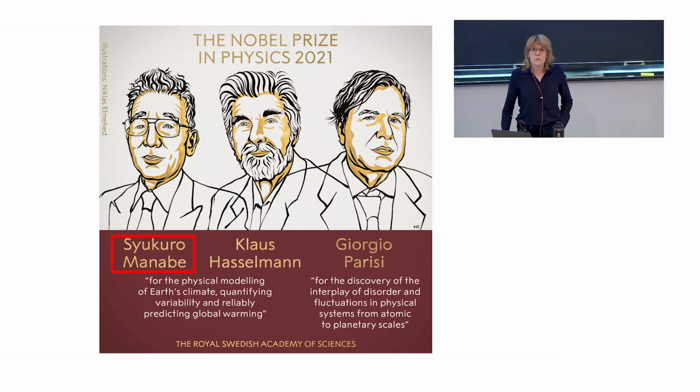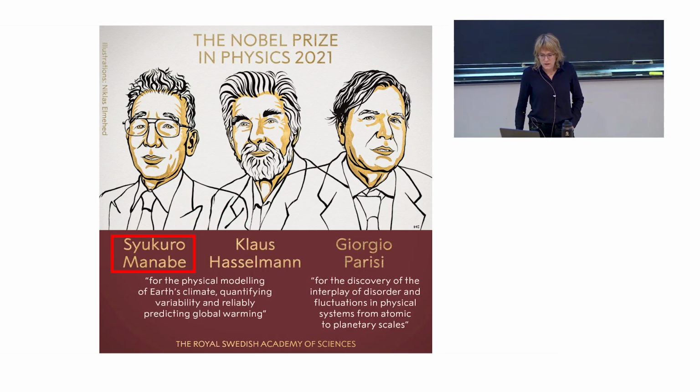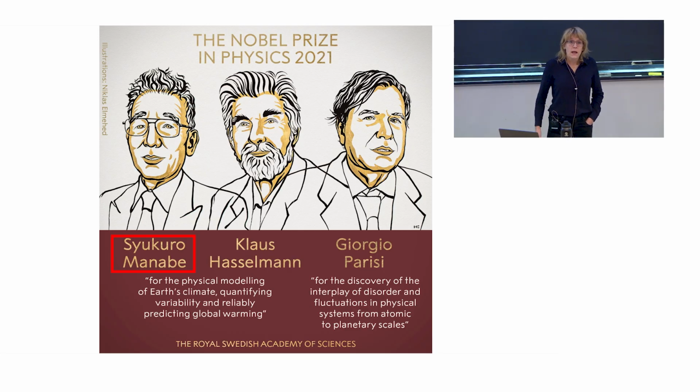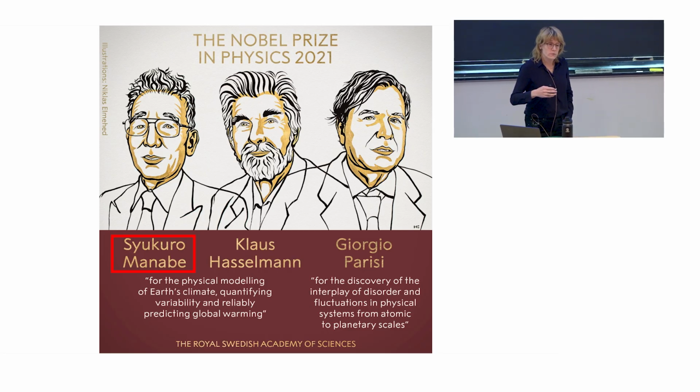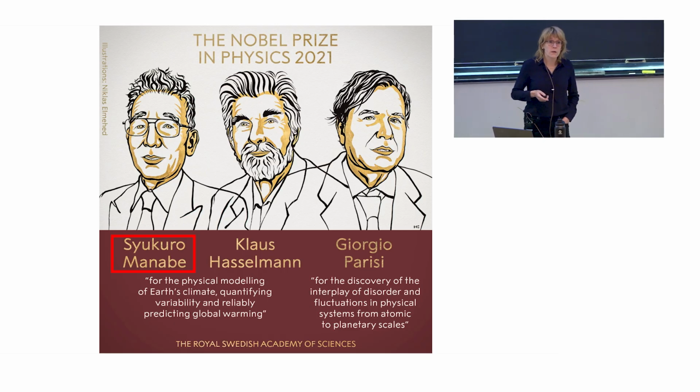Their contribution was awarded for the following quotation: the physical modeling of Earth's climate, quantifying variability, and reliably predicting global warming. And so that's the story I want to tell you today. What approach did they take to have such a reliable prediction? And I'm really going to focus in on the contributions of Syukuro Manabe, who really laid out an approach to predicting the global warming response to a very complex physical system.